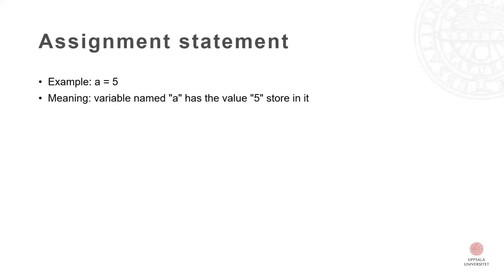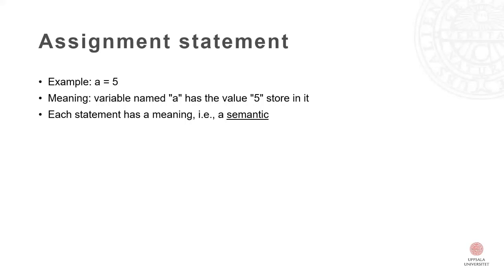So now let's see what kind of statements we can have. One which is very common is called the assignment statement, which is very similar to the assignment that we have in math. So on the left-hand side, you will have a variable name, then you will have an equal character, and then you will have a value which is assigned. But the meaning of that is that the variable which has the name A will have the value 5 after executing this statement. The meaning is basically called the semantic.